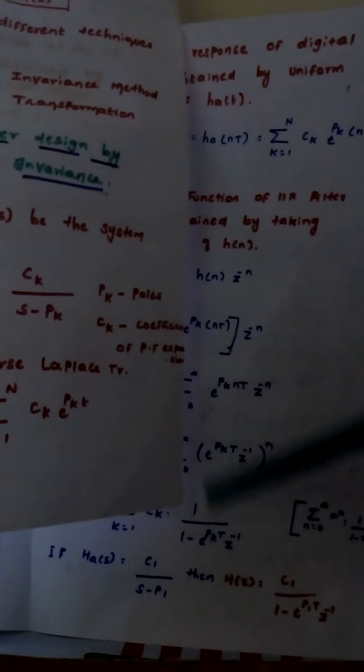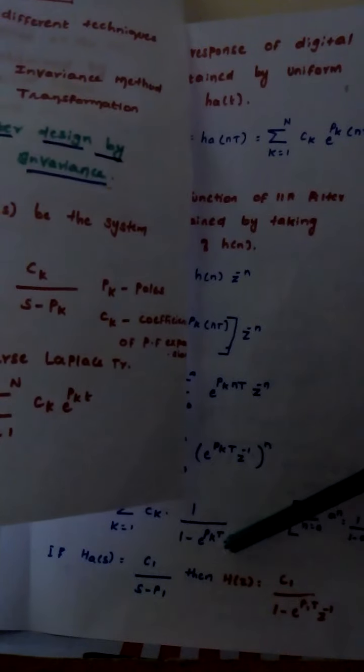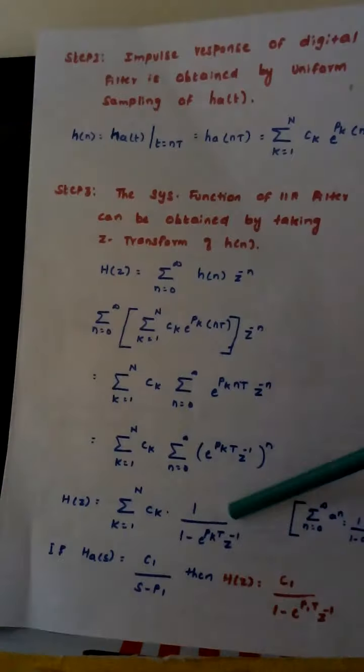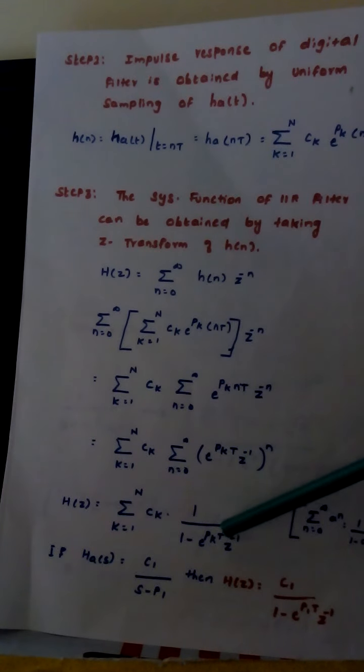If you want to convert, the coefficients will remain the same. Only the poles we can write as 1 divided by 1 minus e to the power of the poles multiplied by e to the power of pk into T into Z to the power of minus 1. Here T is nothing but your sampling time period.